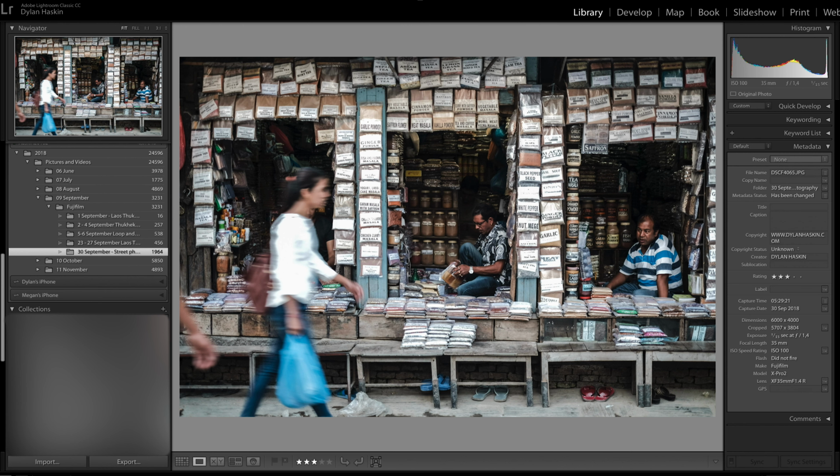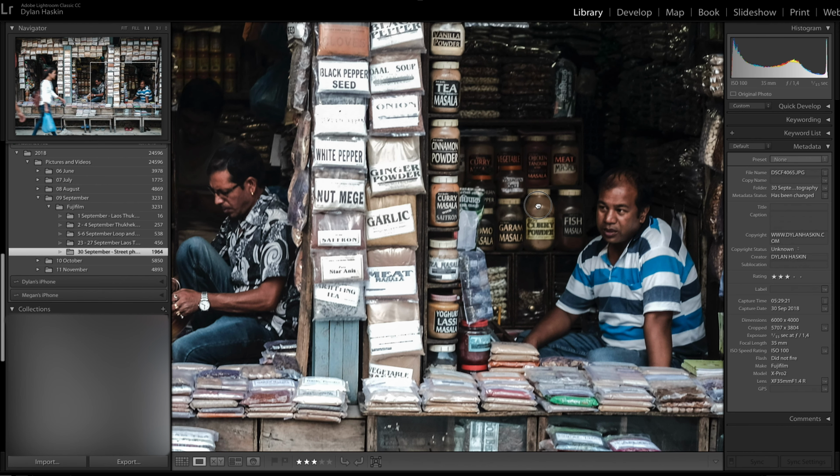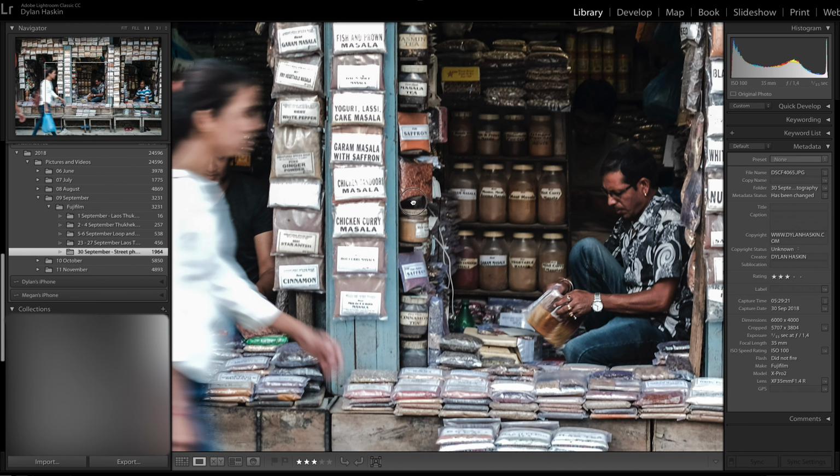There were these three men that were sitting in these little shops, and they're selling spices and things like that. I thought this was quite an interesting composition with the three little windows. You can see here, because of the slow shutter speed, there was some of the writing that has a bit of blur on it, but in general, it looks like I pretty much got it right.